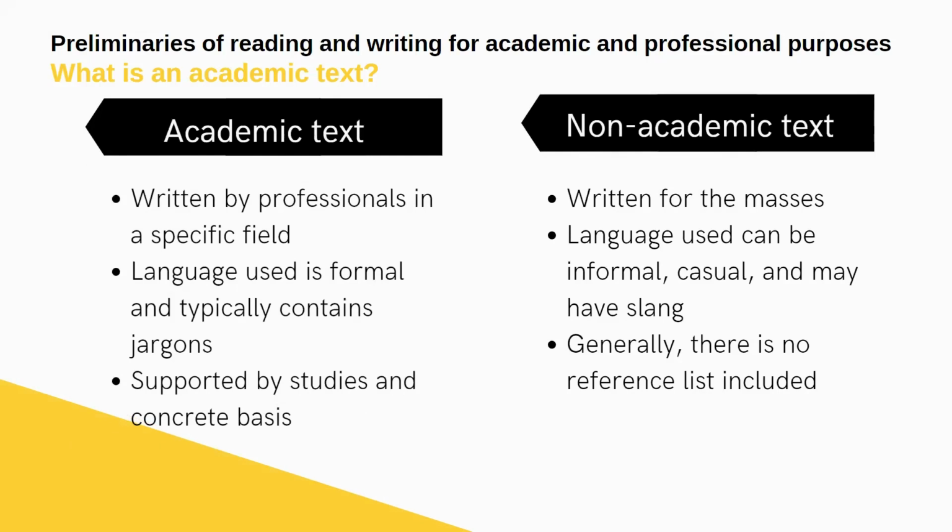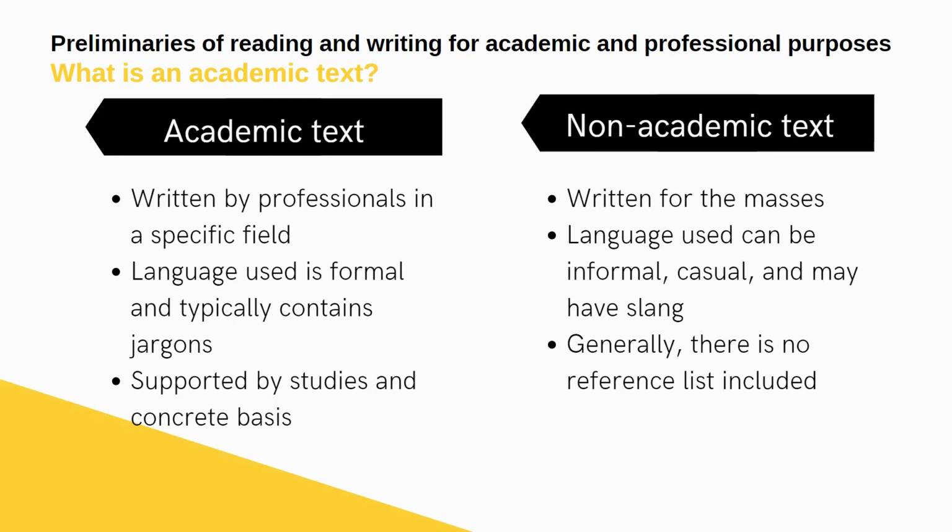An academic text is written by professionals in a specific field. It often takes years to publish because content must be based on in-depth research about facts or educated opinions. For example, medical professionals write articles about medicine and health updates.